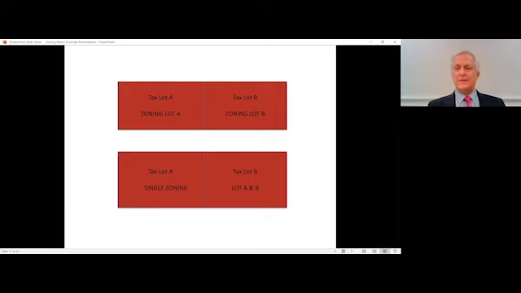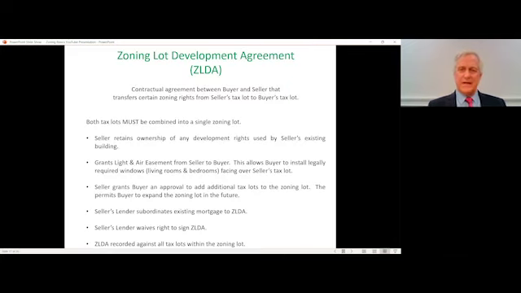There's no limit to the number of tax lots that can be combined into a single zoning lot. And as I said, in all cases, the tax lot owner maintains their own ownership rights. It's very important for that to be in place. All of these concepts are captured in what's called the zoning lot development agreement. This is a ZELDA. Many of you may have heard of a ZELDA, ZLDA.